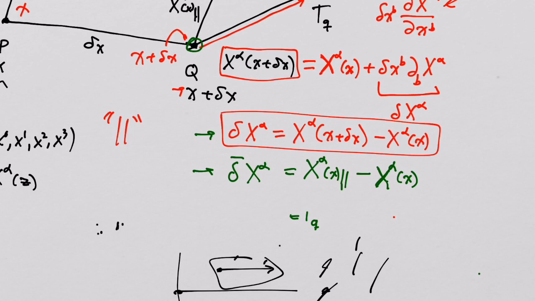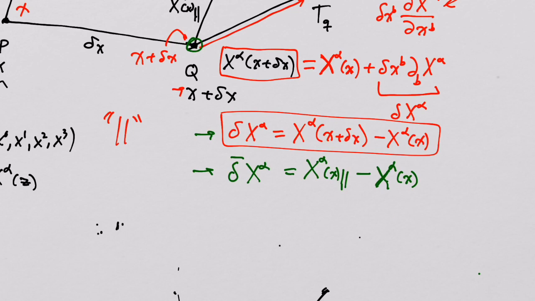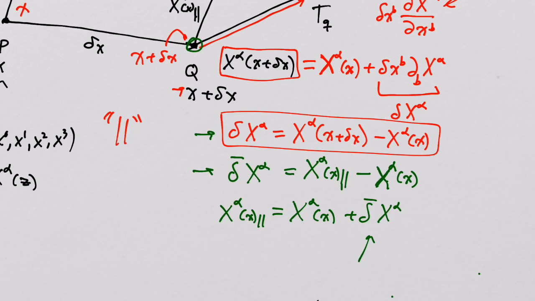And once we've decided what that difference is, which is totally symbolic, all we're doing is cramming what we don't know into something small. And the ultimate statement of that is that I'm going to write that the components of that parallel vector equal the components of the original vector plus this weird thing, delta bar x alpha. So now all the mystery is wrapped up in that thing right there.